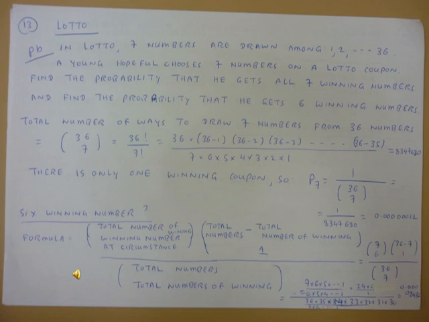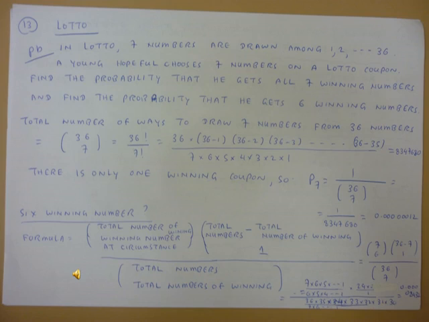So in this case, the total number of ways to draw the 7 numbers from the 36 numbers is equal to 36 choose 7, which is 36 factorial divided by 7 factorial times 29 factorial. There will be 36 multiplied by 36 minus 1, multiplied by 36 minus 2, multiplied by 36 minus 3, up to 36 minus 6. Now this is the numerator, and the denominator will be 7 multiplied by 6 multiplied by 5 multiplied by 4 multiplied by 3 multiplied by 2 multiplied by 1. So the final answer will be 8347680. So this is the number of ways to draw 7 numbers from 36 numbers. So there will be only one winning coupon.